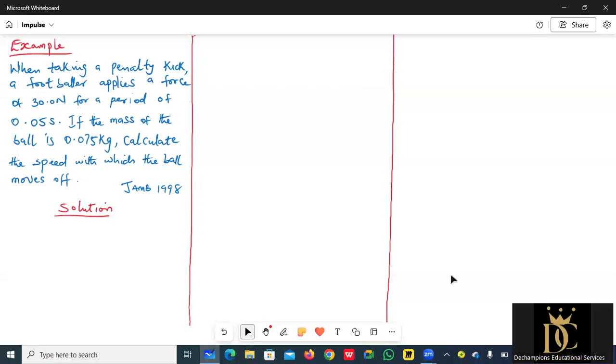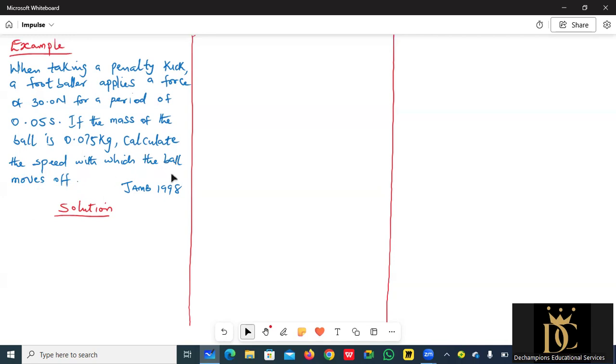Okay, let's look at this question. When taking a penalty kick, a footballer applies a force of 30.0 Newton for a period of 0.05 seconds. If the mass of the ball is 0.075 kilogram, calculate the speed with which the ball moves off.